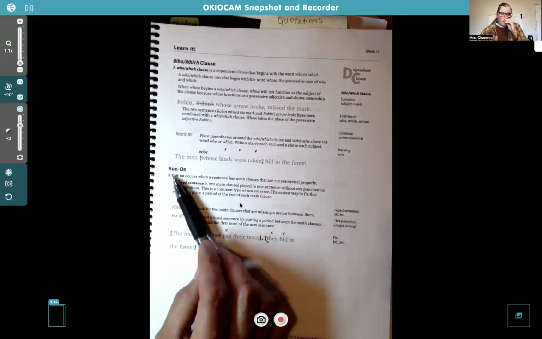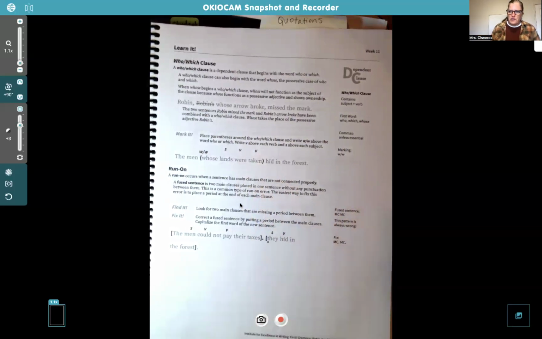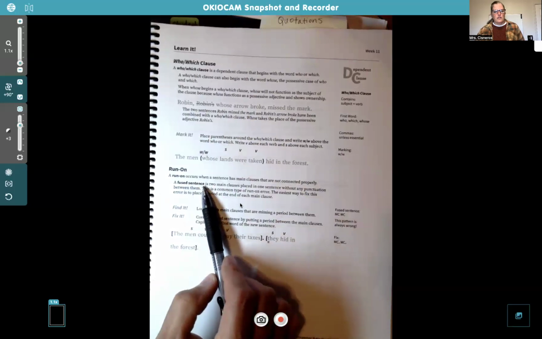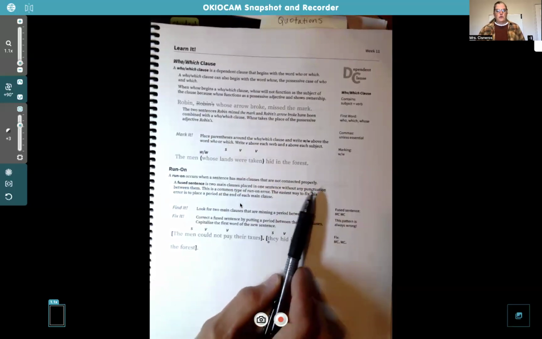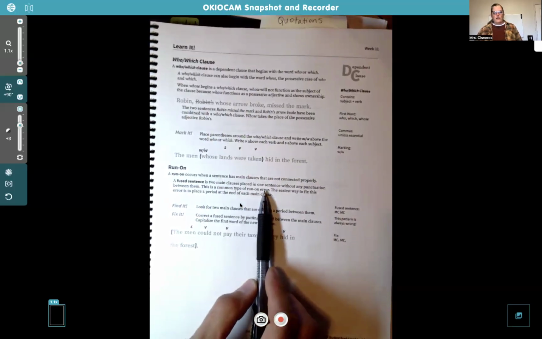And then we have run-on sentences. Those are those sentences that just keep going. There's too much information in one sentence, and it really needs to be broken down. So they're going to do the mistake on purpose in this book where they put two main clauses together without any punctuation. And it's called a fused sentence right here. A fused sentence is when two main clauses are placed in one sentence without any punctuation between them. This is a common type of run-on error.